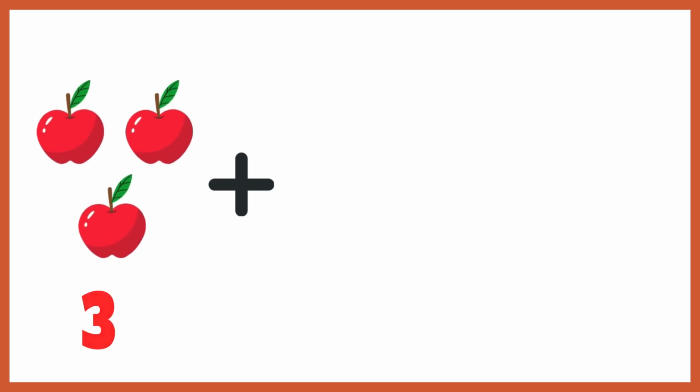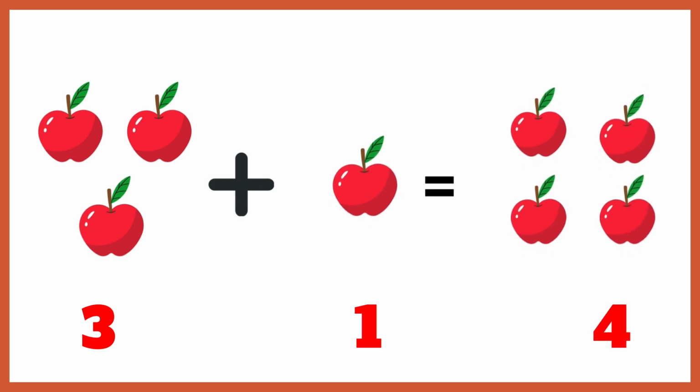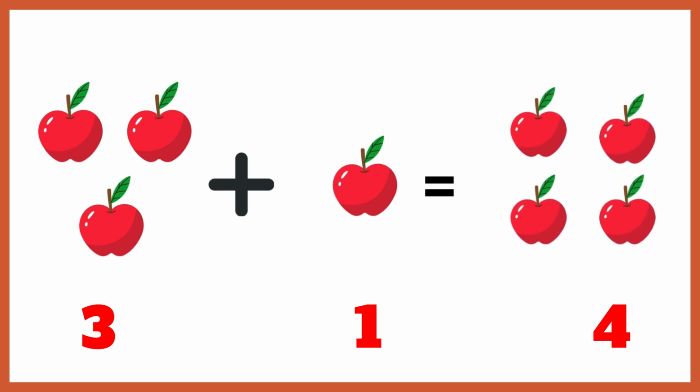Here we have 3 apples. Let's add 1 more apple to it. Can you guess what comes next? 3 apples plus 1 apple equals 4 apples. Fantastic work.